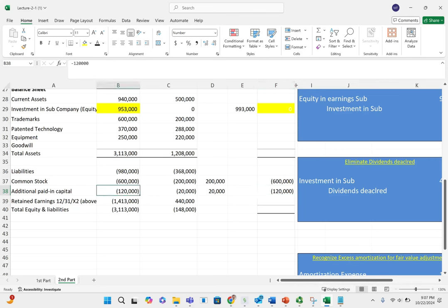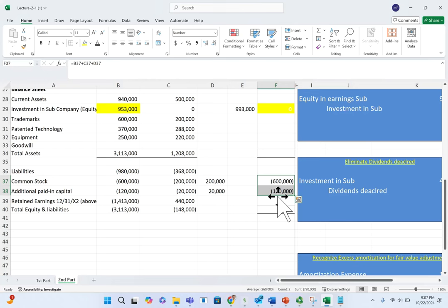120 is my equity plus the sub equity, which is 20, minus the adjustment of 20. What I'm left with is 120. So all that's left is only the parent equity. So you have to know this. The only thing that survived in the consolidation is the parent company. This is an important concept on the CPA exam. They try to trick you a lot.